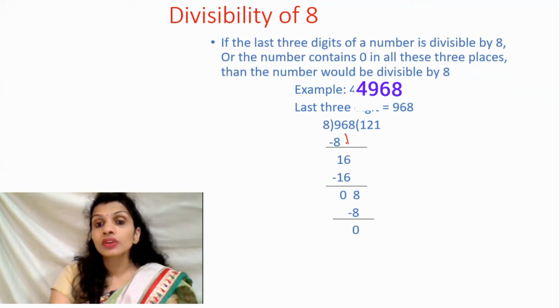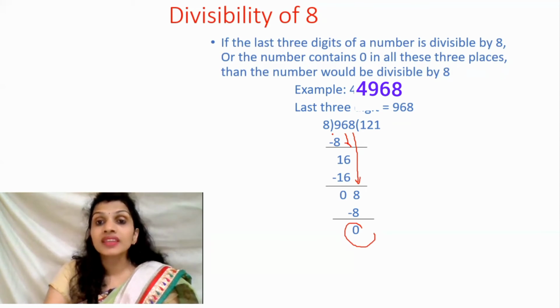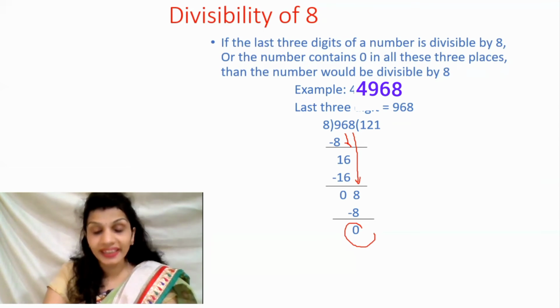Again here the 0. Now I'm going to bring the 8 down. Now 8 ones are 8. Now see the remainder is 0. So we say that 968 is divisible by 8. So it means that our number 4968 is also divisible by 8.